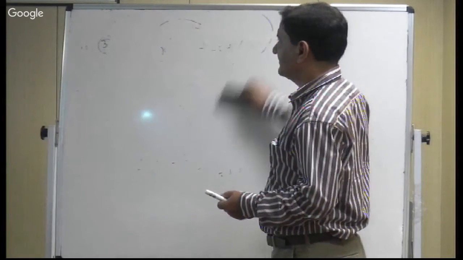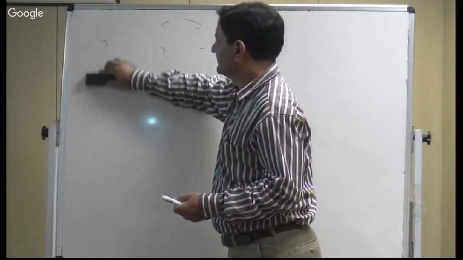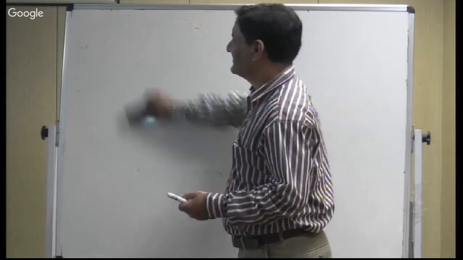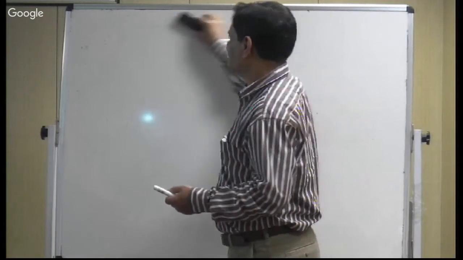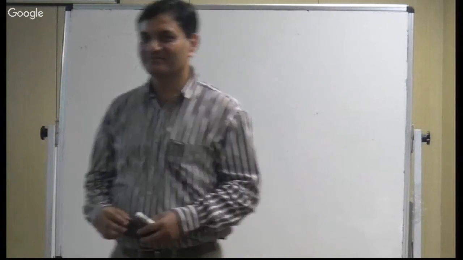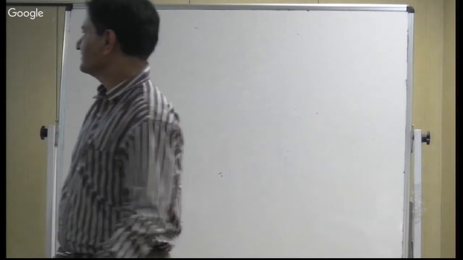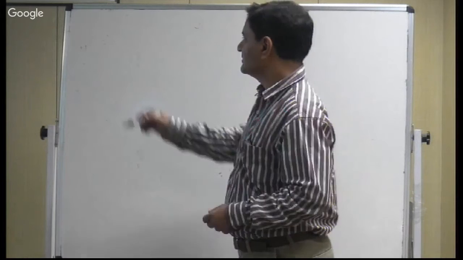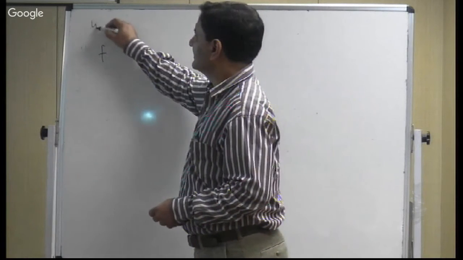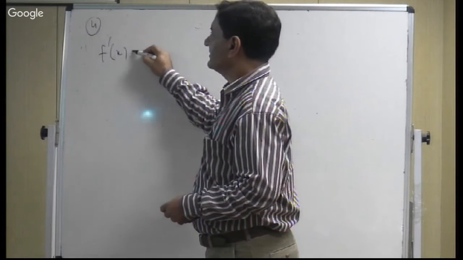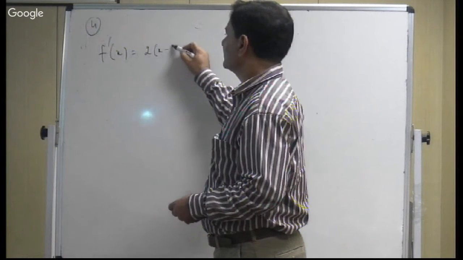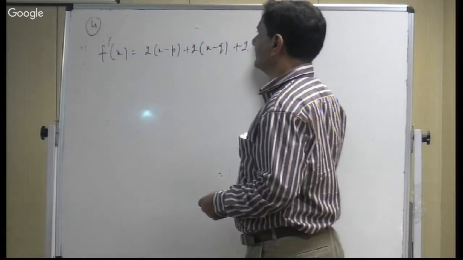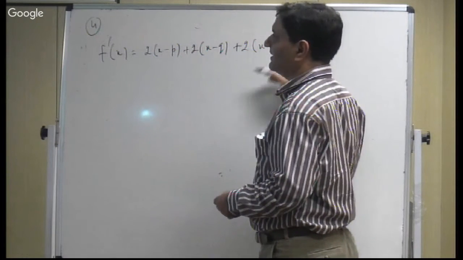B, I am afraid, is not correct. It might be right because there are just 3 options here, and one of them has to be correct. But how to go about it? If you just use our method, in this question, you find the derivative. It will come out to be twice of (x minus p) plus twice of (x minus q) and twice of (x minus r), right? I am finding the derivative.